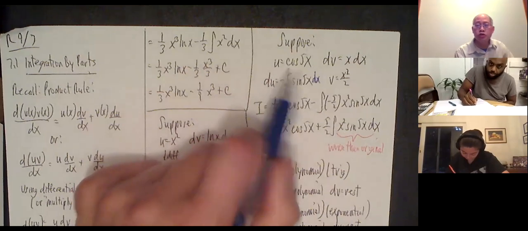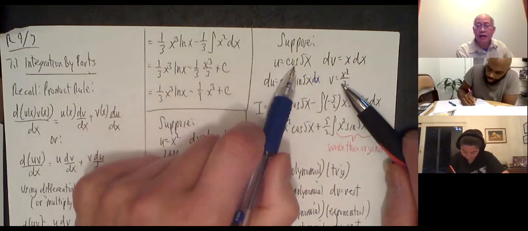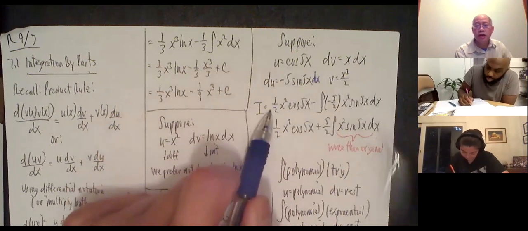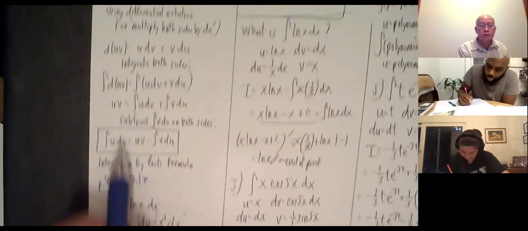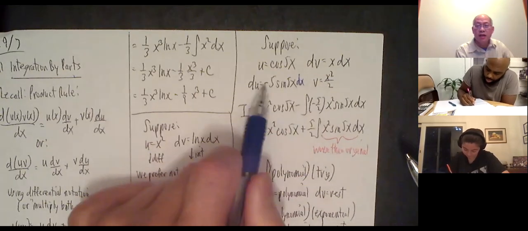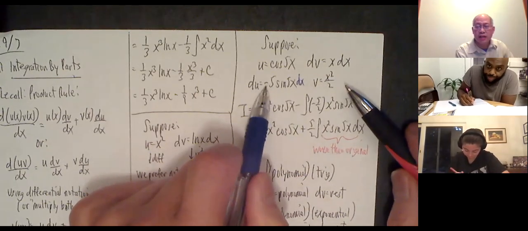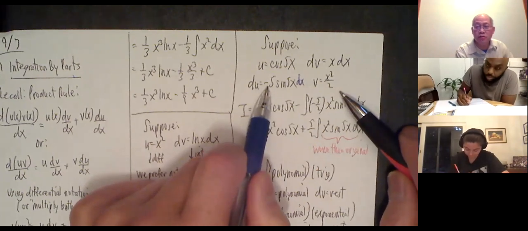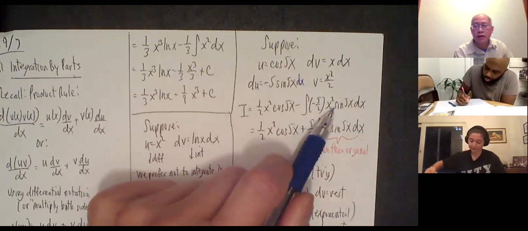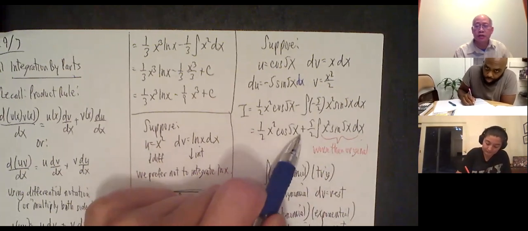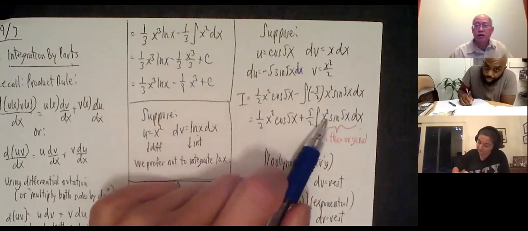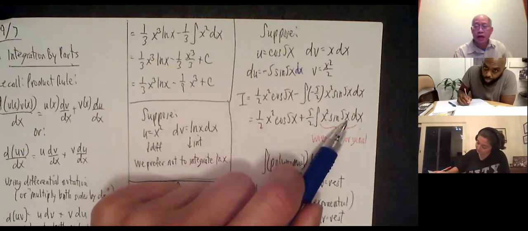So by formula, it goes u times v, so that times that. I'll write 1/2 x squared cosine 5x. There's my uv. Minus the integral of v du. So to make it easier, I'll take the constants out. Negative 5/2 integral of x squared sine 5x dx. Okay, and two negatives make a positive. That's nice. So plus 5/2 integral of x squared sine 5x dx. And by the way, all of this is true. It's still a true statement.